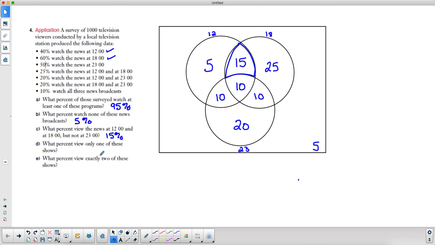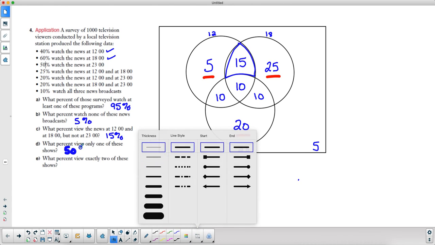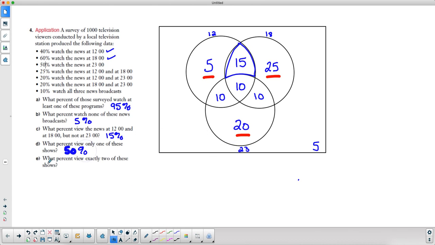What percent view only one of these shows? So only one means that it's not part of the overlap. So it will have to be this, this, and this. They view only one of them. So that means we add those up. 20 and 25. We've got 50%. 50%.